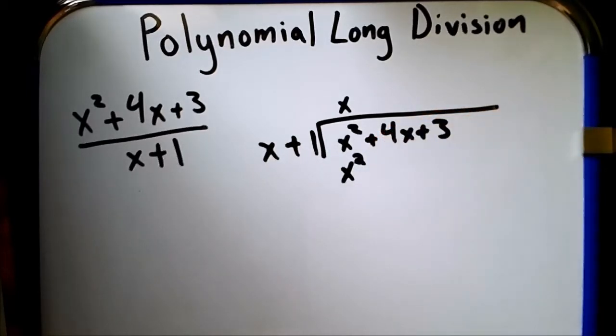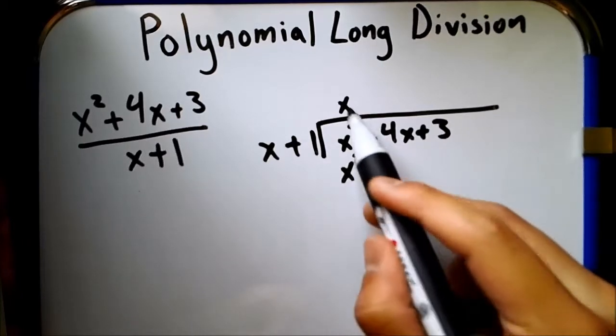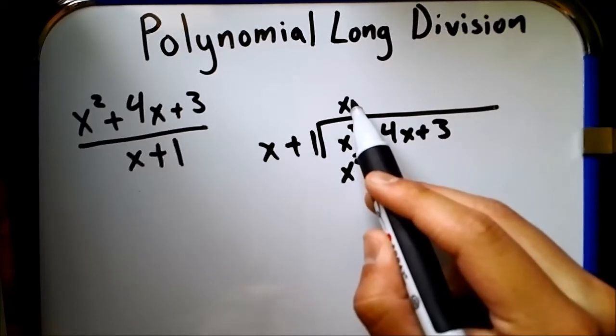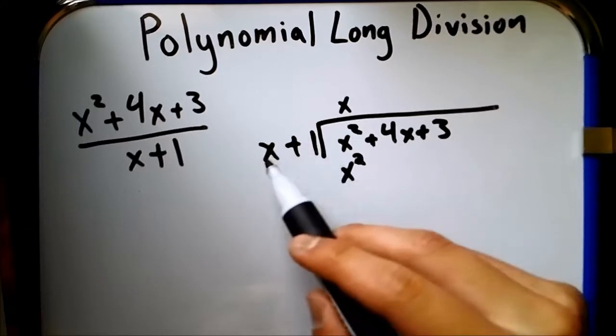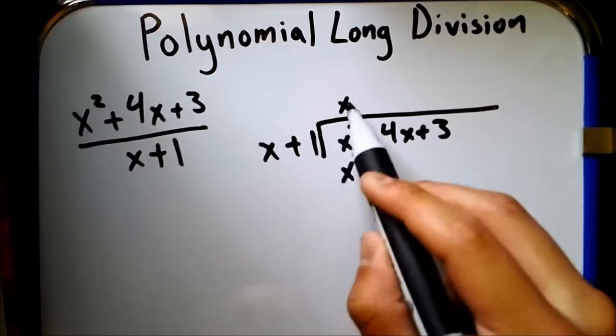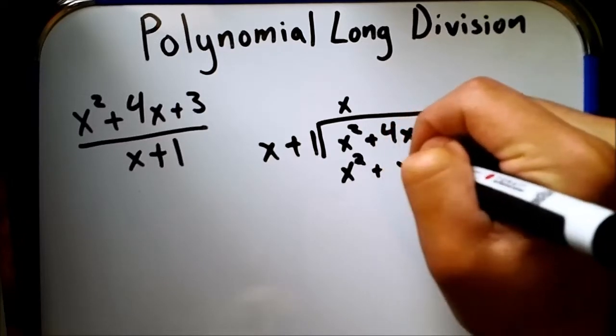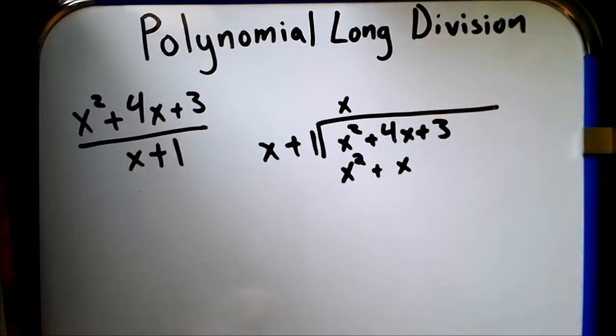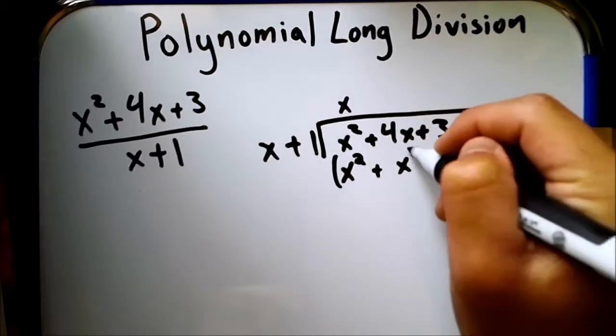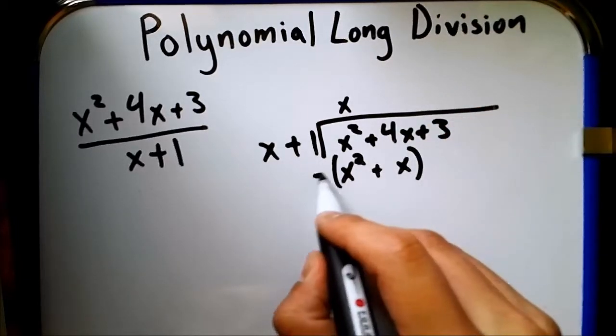And then after that, you're going to say that x, the same x, times this one right here, because you already did that one, times this one. So x times 1 is 1. And since it's positive, we're going to write plus x. So once we can't go any further, we take parentheses and then turn the whole thing negative.